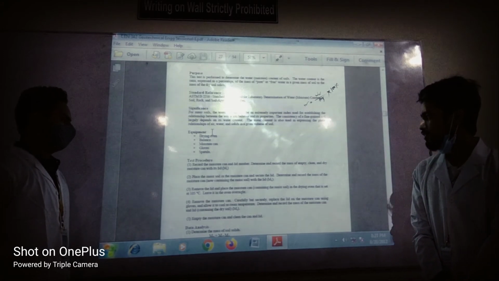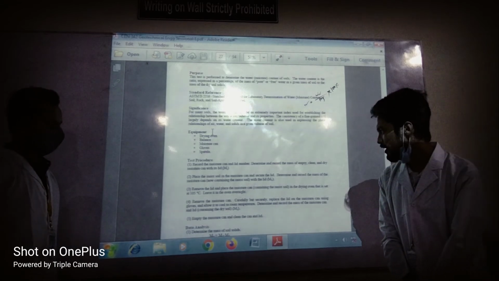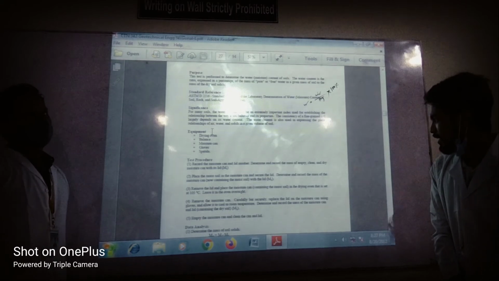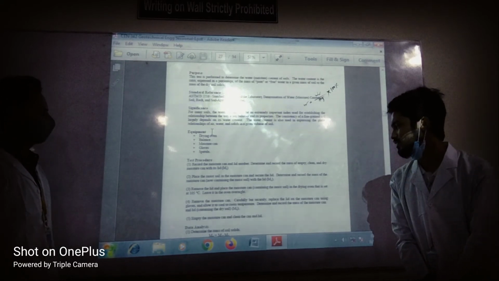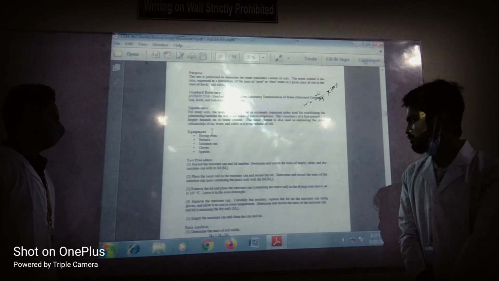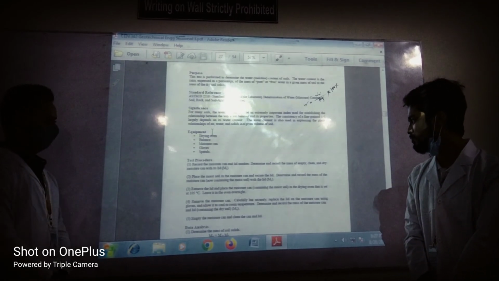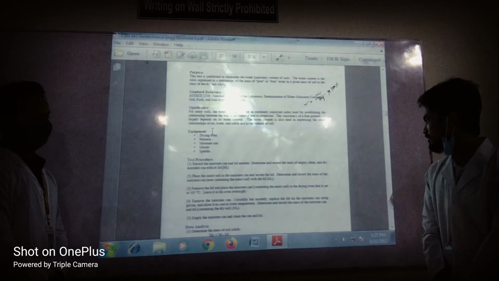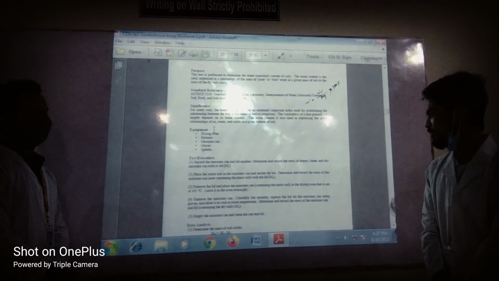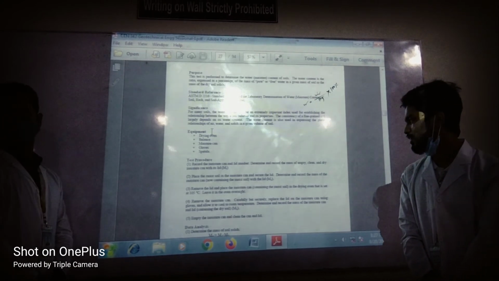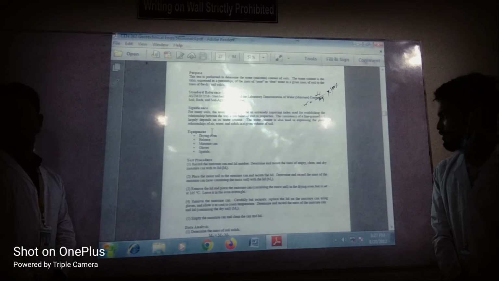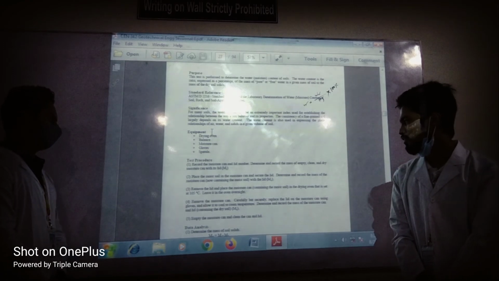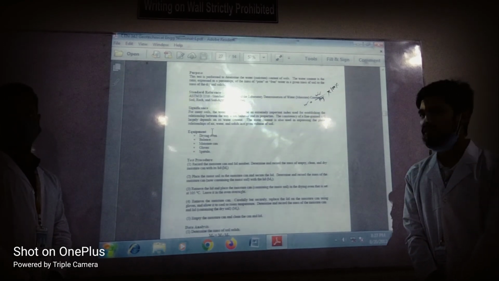Then in the third step, we remove the lid and place the moisture can in the drying oven at 105 degrees Celsius. So we have to remove the lid from the moisture can and put it in the drying oven, which is set at 105 degrees Celsius. Then leave it in the oven overnight. So we have to heat it at 105 degrees Celsius for a whole night.